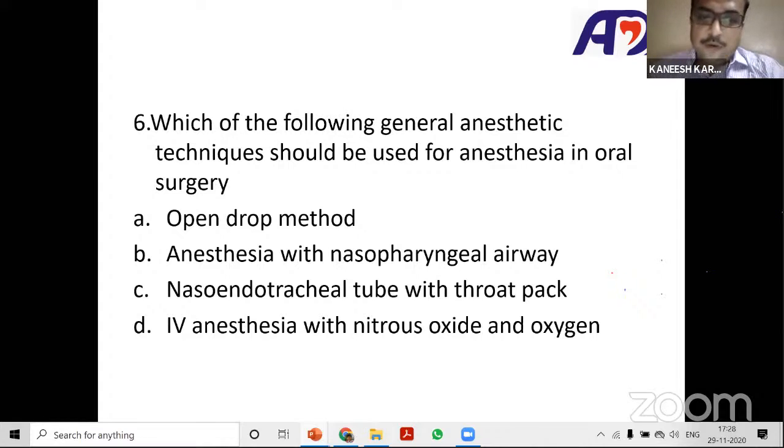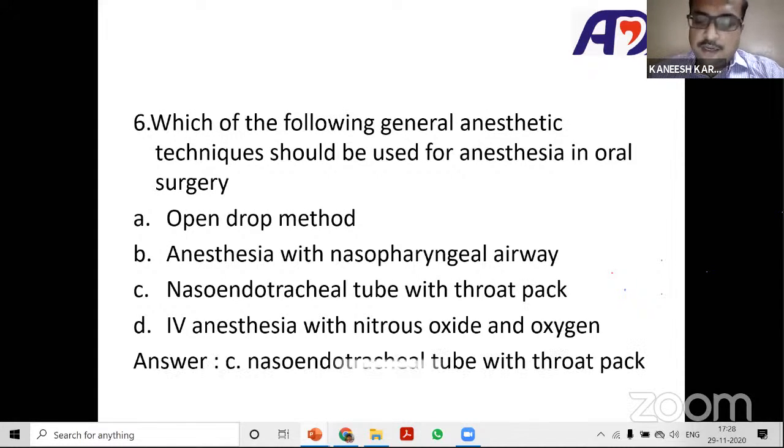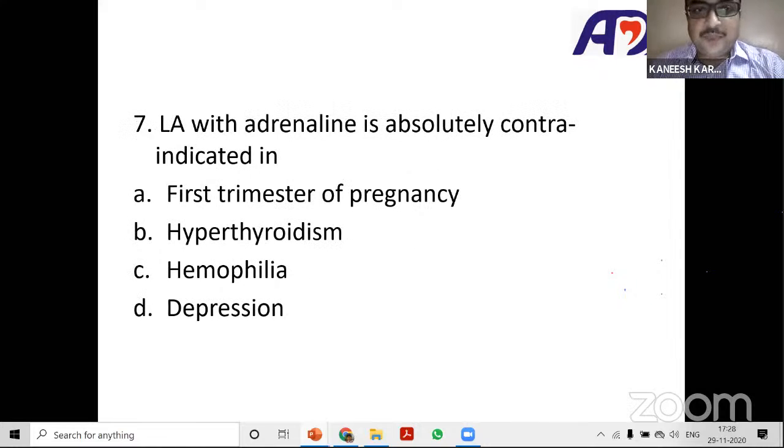Yes, correct. Nasoendotracheal tube with a throat pack. Throat pack is a must. That is a piece of gauze inserted into the throat around the endotracheal tube to prevent any tooth material or bone entering into the trachea.